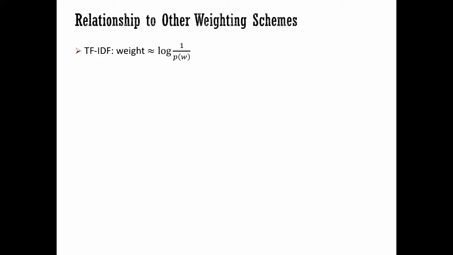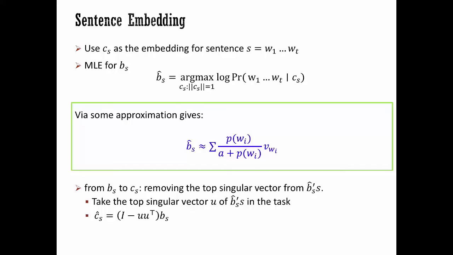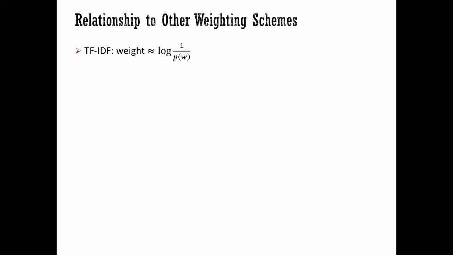Let me briefly mention the relationship to other weighting schemes. In TF-IDF, the weighting is logarithmic of 1 over the PW. By the way, PW is the word frequency of this word W. So this is not exactly the same. Our form is something like a ratio; I think I made a mistake, it is A over A plus PW, my bad. We don't have a log, but in TF-IDF there's a log. But it turns out that ours is indeed doing better than TF-IDF by about 5%. So probably our theory is a little bit more accurate than TF-IDF.